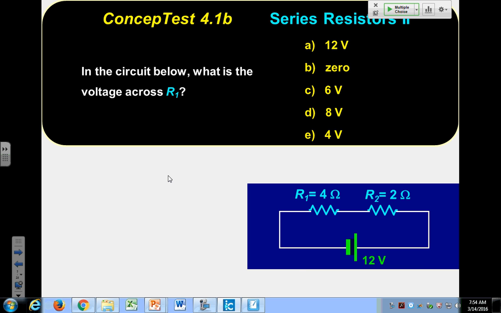2 times 2 is 4. 8 volts, 4 volts, 8 plus 4 equals 12. So I'll have 8 volts on the bigger resistor, 4 volts on the smaller resistor. The resistor is smaller by a factor of 2. The voltage is also smaller by a factor of 2.